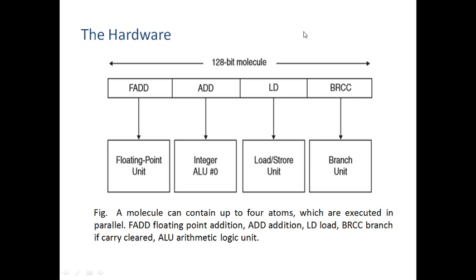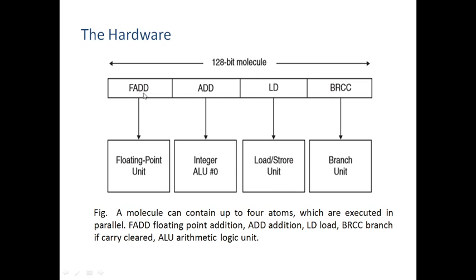Here it is the x86 architecture. The x86 instructions are set into a 128-bit molecule. Then these instructions are divided into sub-blocks, and the sub-blocks are called atoms. These are the sub-blocks: FAD, YAD, LD, BRCC. This entire 128-bit molecule is divided into these sub-blocks.